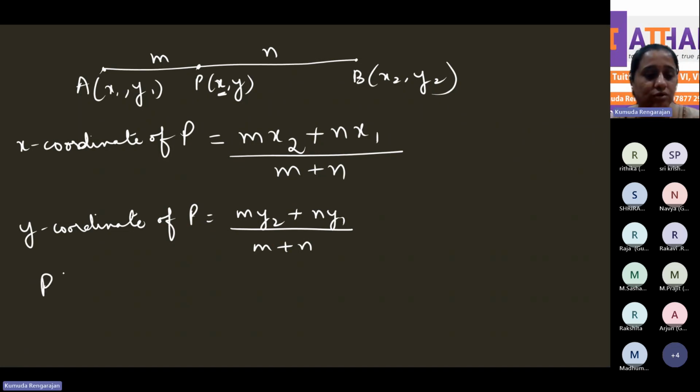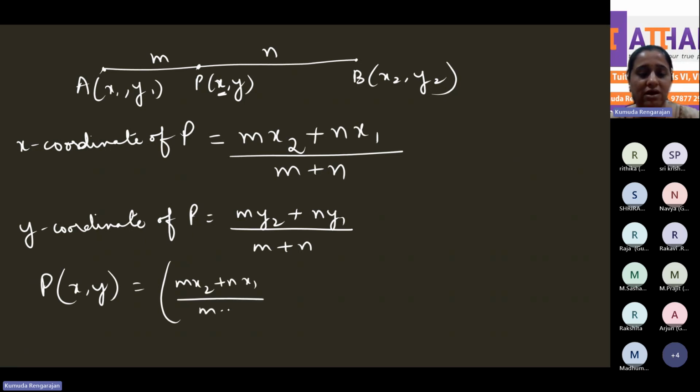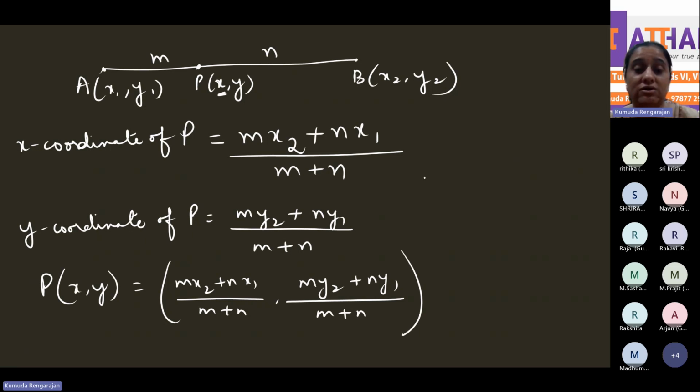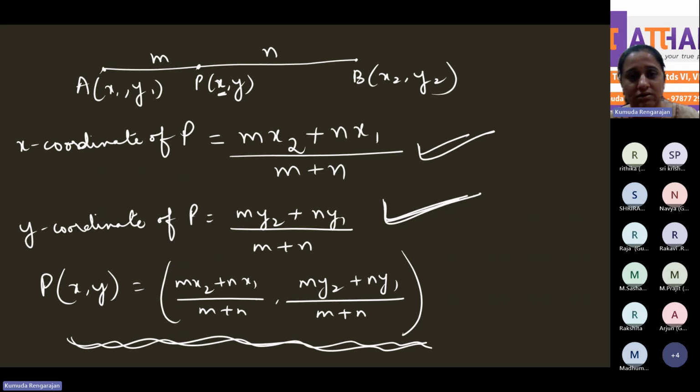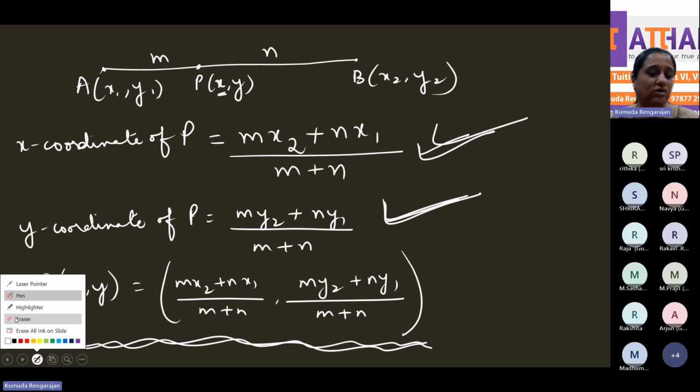Sometimes the formula is given like this, you can also write it in one line. P of x comma y is equal to m x2 plus n x1 by m plus n, comma m y2 plus n y1 by m plus n. I normally don't write like this because I want children to remember that you can use it separately. It need not always be used together. Supposing you want to find only the y coordinate of P, use only this. You don't have to use the other if it's not asked. They're two independent expressions.